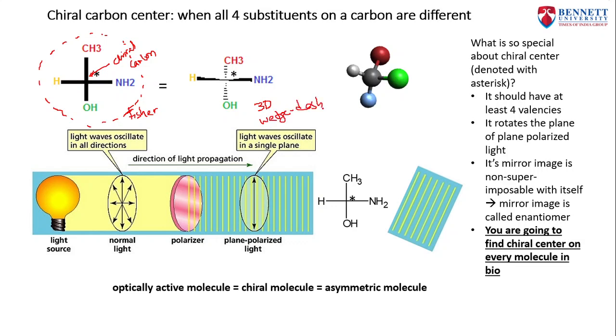So the first thing we want to know is how it interacts with light. To understand that, we have to consider a special kind of light called plane polarized light. So what is plane polarized light? When you have a normal light source, the light waves, or electromagnetic waves, oscillate in all possible directions, meaning that this light, I'm just redrawing it.